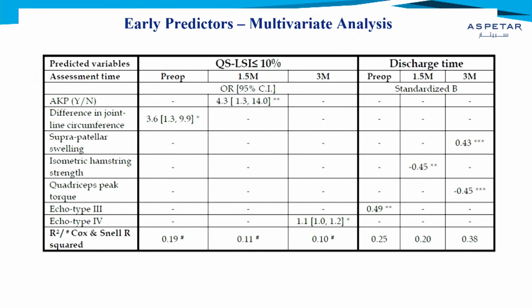In terms of time for discharge and also achieving 10% symmetry, we observe an increased likelihood to achieve quad symmetry when you don't have anterior knee pain, or if you have less swelling and more echotype 4. But the discharge time was reduced with reduced swelling, and you had a strong hamstring, and also a strong quadriceps peak torque at 3 months.